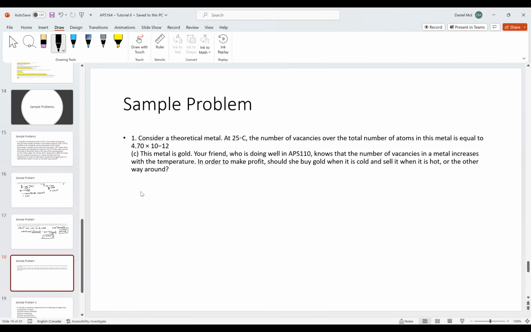Okay, see, this metal is gold. Your friend who is doing well in APS110 knows the number of vacancies in a metal increases with temperature. In order to make a profit, should she buy gold when it is cold and sell it when it is hot, or the other way around? So what do y'all think?